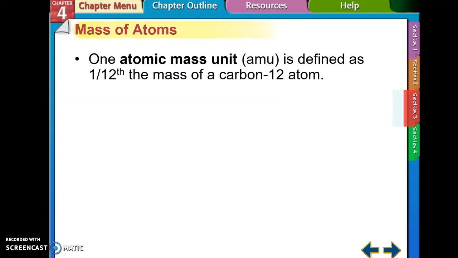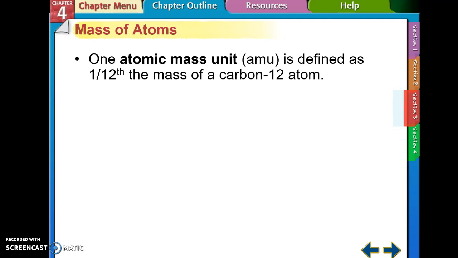Welcome to video 4.3. Today we're going to talk about how to calculate the average atomic mass of an element and how it appears on the periodic table. So remember from the last video that the mass of an atom is basically its protons plus its neutrons. So the protons is the atomic number and the neutrons is the atomic mass number minus the atomic number.